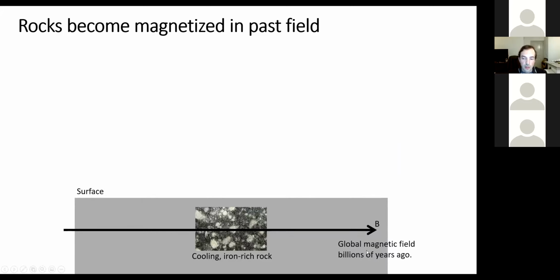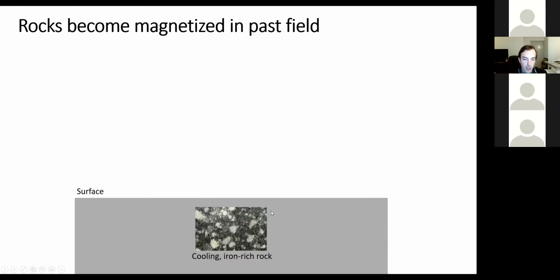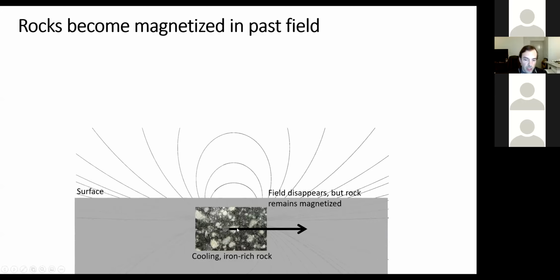So what happened was you had a global magnetic field billions of years ago, and here you have some rock, and it was cooling, so it was above the Curie temperature, which is the temperature at which things become ferromagnetic. And as it cools down, it will record this global magnetic field, so that even when the field is gone, the rock will retain a magnetization vector here. So the field disappears, but the rock remains magnetized, and it creates this field that we can measure with a spacecraft today. So that's what you are seeing in the crust of the moon today. Those are the present magnetic fields that the moon has.